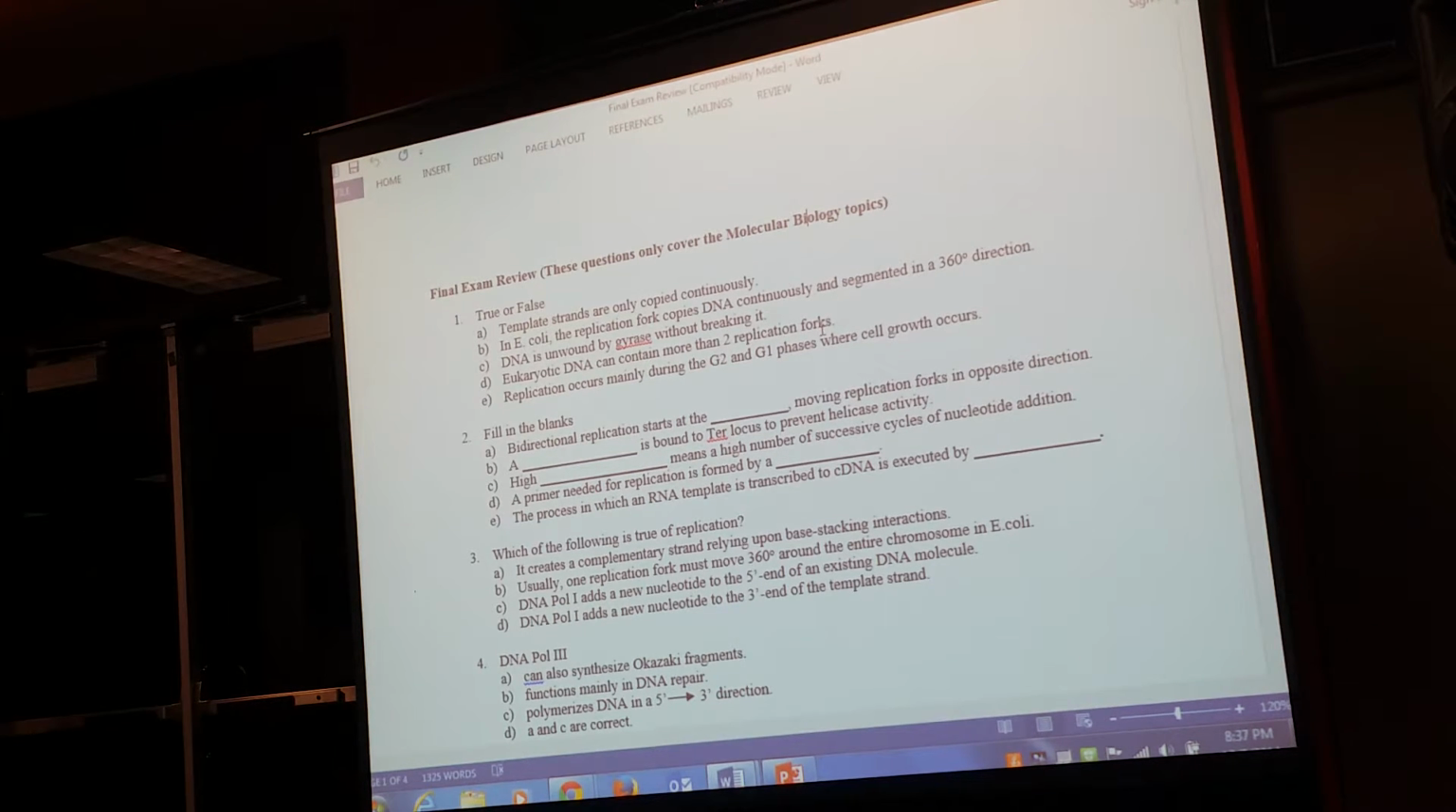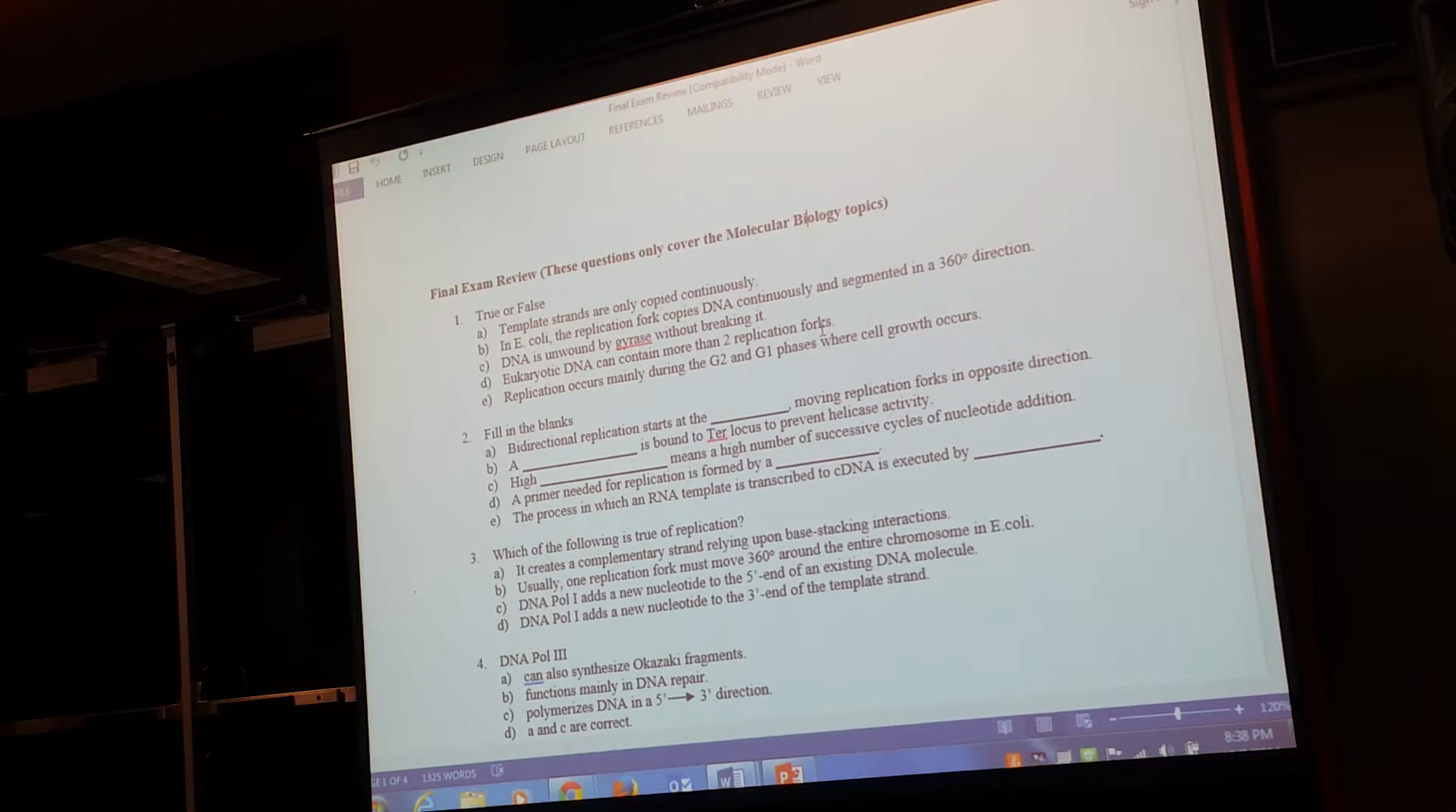What's that? Yeah, bidirectional, that's what I'm looking for. So let me edit B, but it should be true. DNA is unwound by gyrase without breaking it. That's false. It's not gyrase that does that. Helicase is the one that opens it without breaking it. Gyrase is doing what ahead of the replication fork? Relieving supercoiling by breaking the DNA. So we know that one is incorrect, kind of two ways.